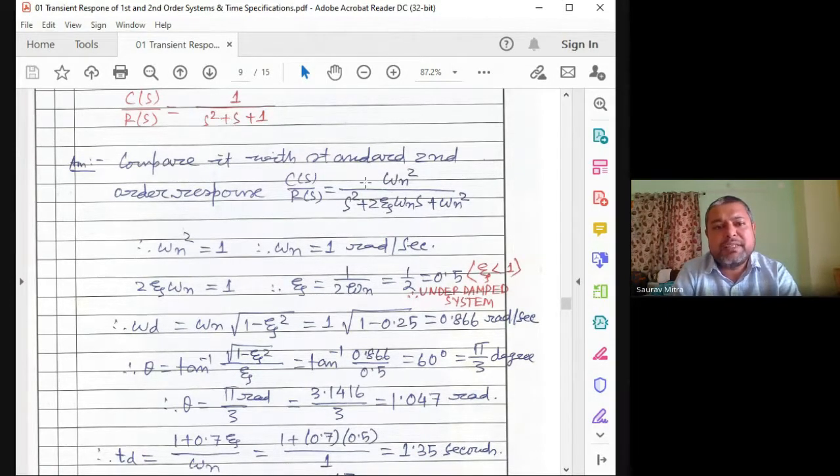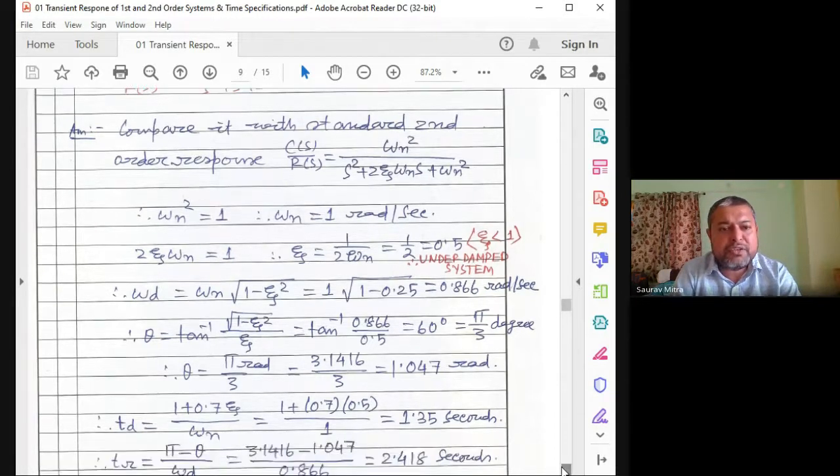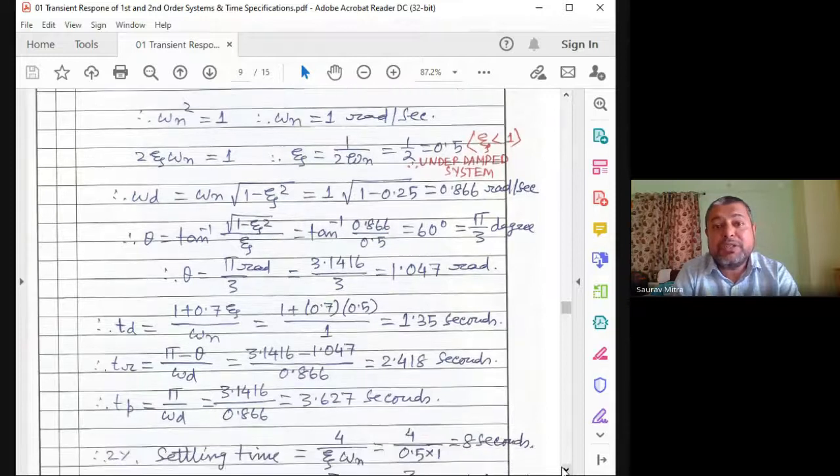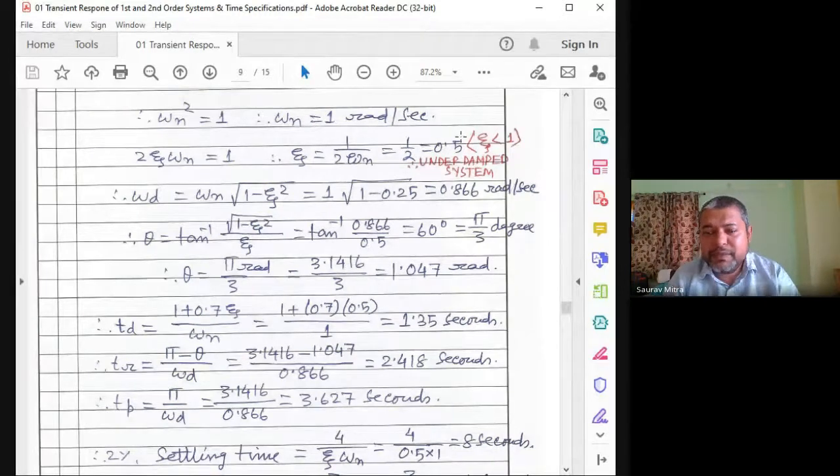So 2 zeta omega n is nothing but the coefficient of this s. So what you are finding is omega n square is equal to 1, and units are very important. So omega n square is equal to 1, omega n is 1 radian per second. 2 zeta omega n is equal to 1, zeta is equal to 0.5. As soon as you find 0.5, you have to give a comment there, that is zeta is in between 0 to 1. That means it is an underdamped system.